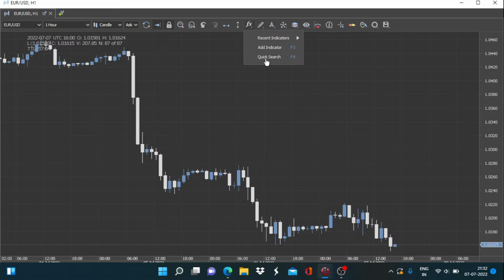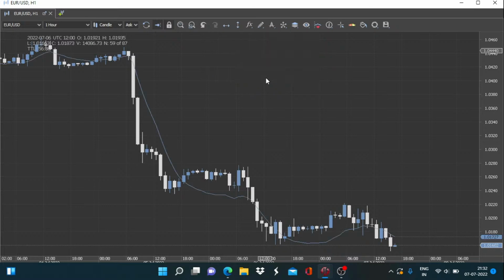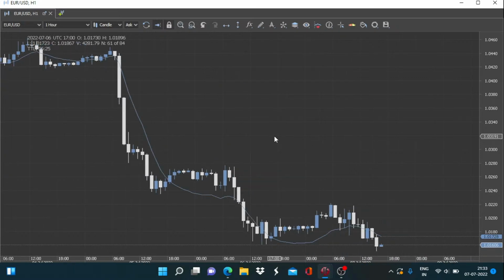Why the response rate is so slow, I don't know, but it's working. So we search for triple exponential moving average, and there are two indicators listed here, but this is a different version, so we will consider it in due course of time. This time around we are working with this TEMA, triple exponential moving average. T3 is another moving average for which I will be devoting another session.